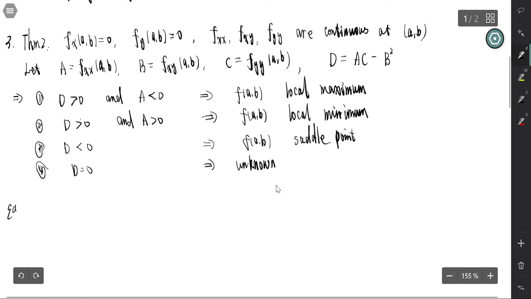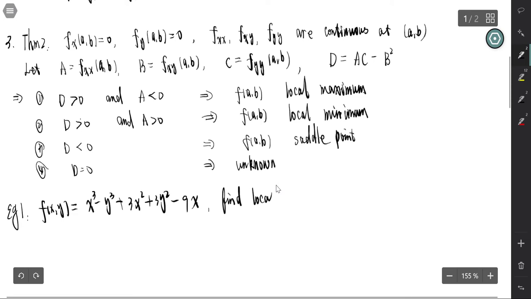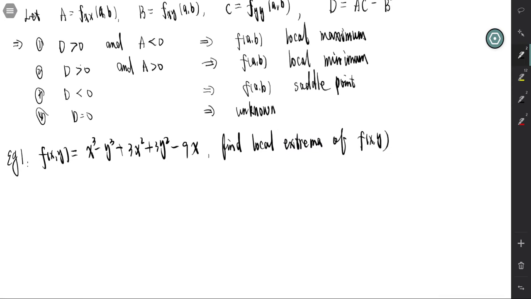The first example: if f(x,y) equals x cubed minus y cubed plus 3x squared plus 3y squared minus 9x, find the local extrema of f(x,y). The extrema are the local maximum and minimum.